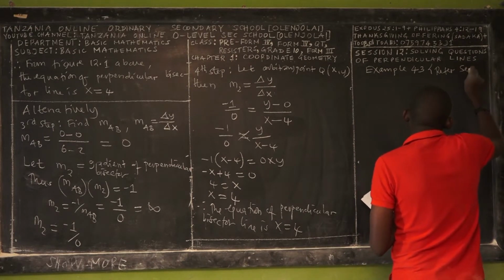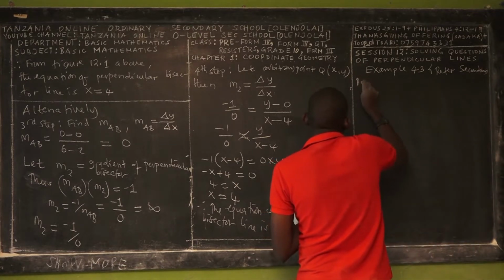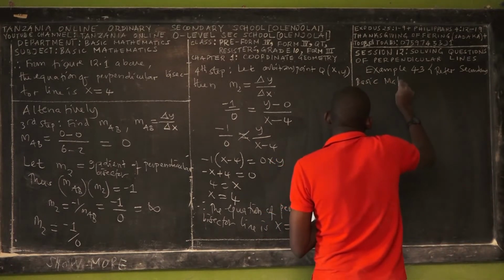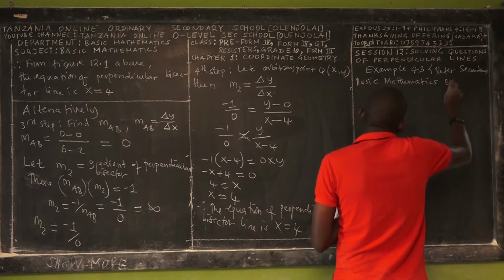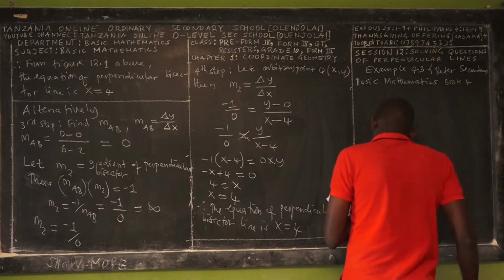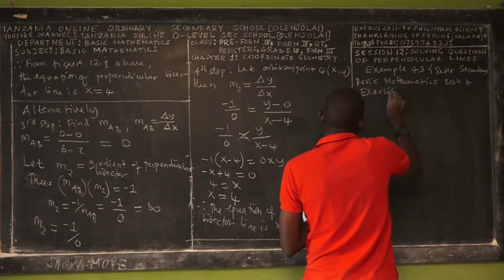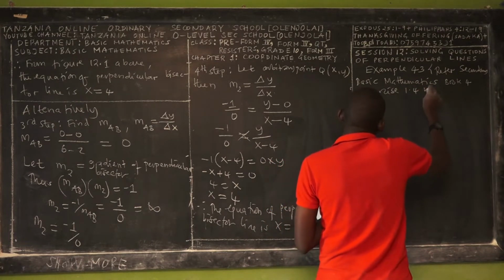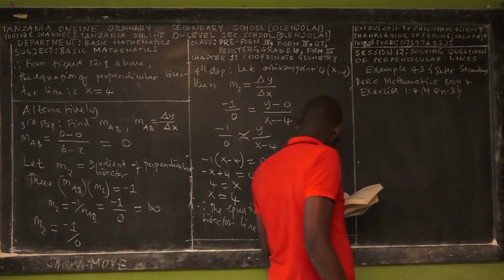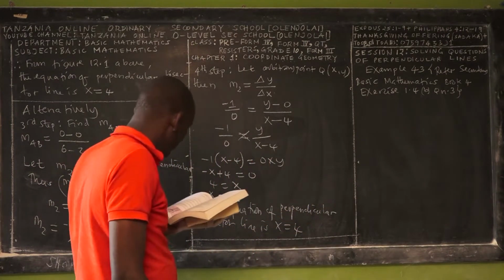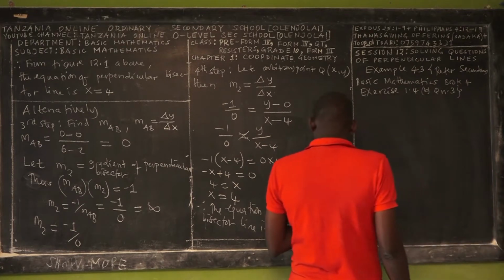So refer to Secondary Basic Mathematics Book 4, Exercises 1.4b. I won't solve all the questions because the questions have parts Roman A, B, and C. I'll be solving only Roman A.